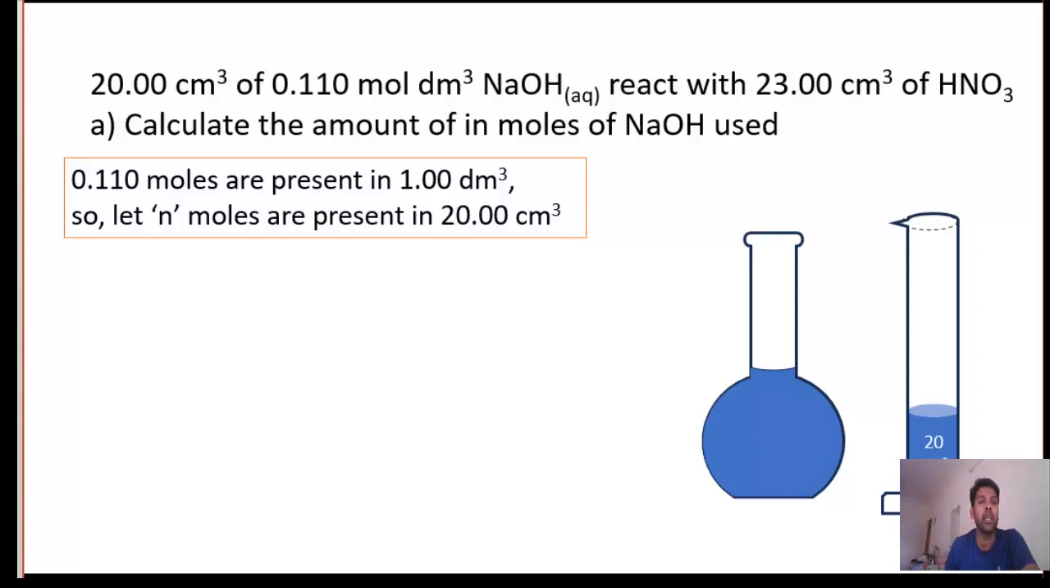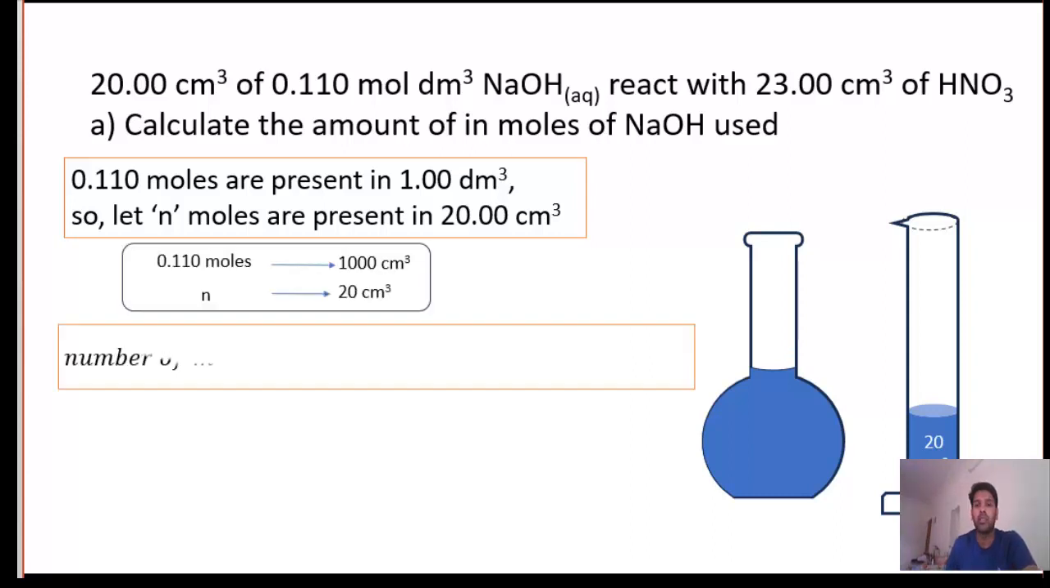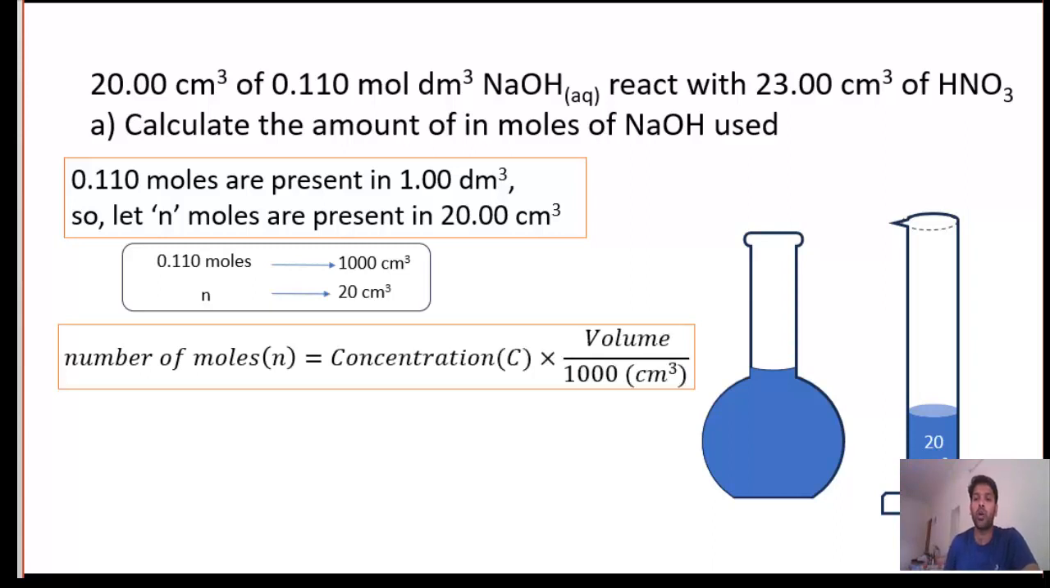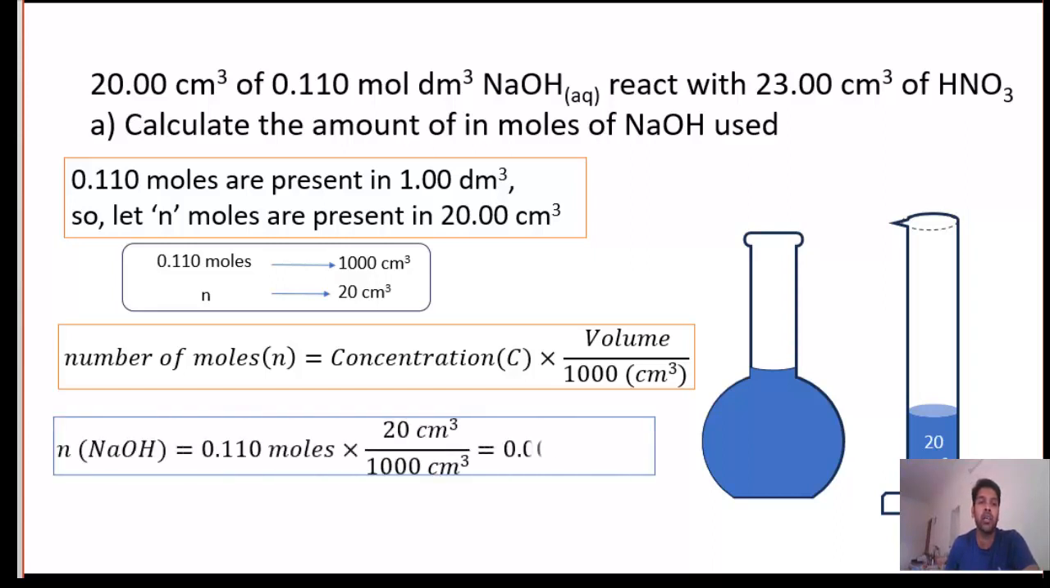So let us try to understand how many moles are present in 20 centimeter cube. This is simple. We can understand that 0.100 moles of NaOH are present in 1000 centimeter cube. So how many moles shall be present in 20 centimeter cube? For this, we can put this as an equation: number of moles is equal to concentration multiplied by the volume divided by the 1000 centimeter cube. This is just a cross multiplication of this relation. And when we solve it, we get the answer 0.0022 moles.